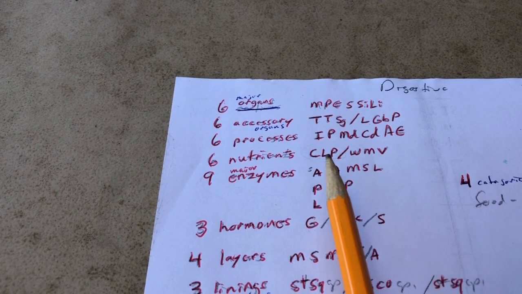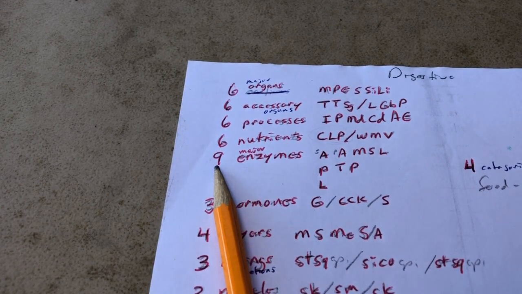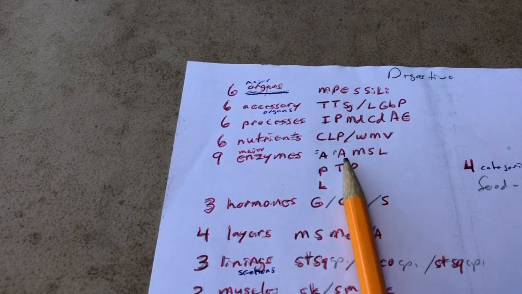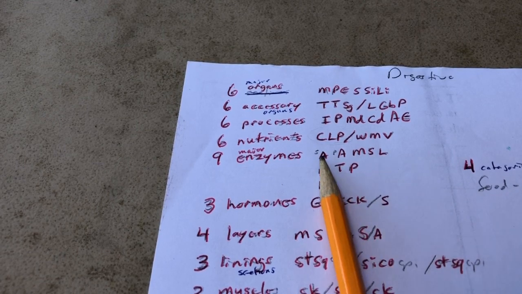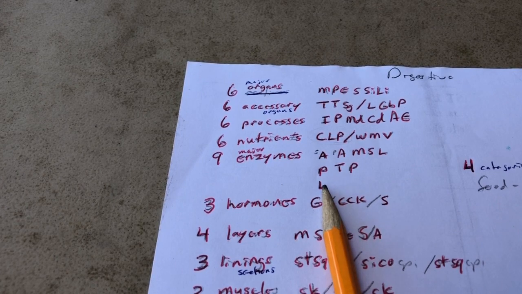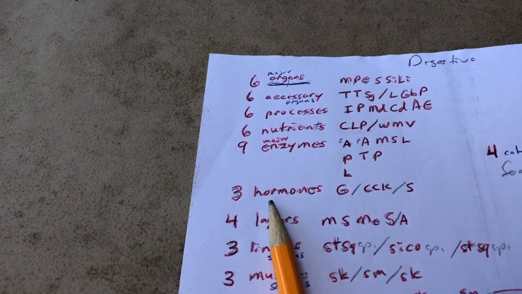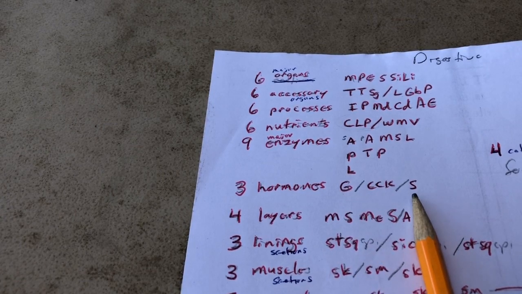Also, we're reducing the number of major enzymes that you need to know down to just 9, and they include salivary amylase, pancreatic amylase, maltase, sucrase, and lactase for the carbohydrates, then pepsin, trypsin, and peptidases for the protein, and then lipase for the triglycerides. We're going to focus our attention on 3 hormones: gastrin, CCK, and secretin.